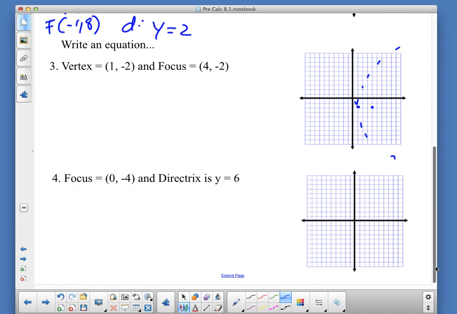Okay, because I was given the vertex, and I'll even put that in red. And I popped that down, didn't I? Should be (1, -2), yeah. That's good. And we go to (4, -2). My p is 3, but it's positive 3 because it's going to go to the right. I have a directrix that's a vertical line, x, that's 3 back from my vertex. 1, 2, 3. That's going to be x equals -2.